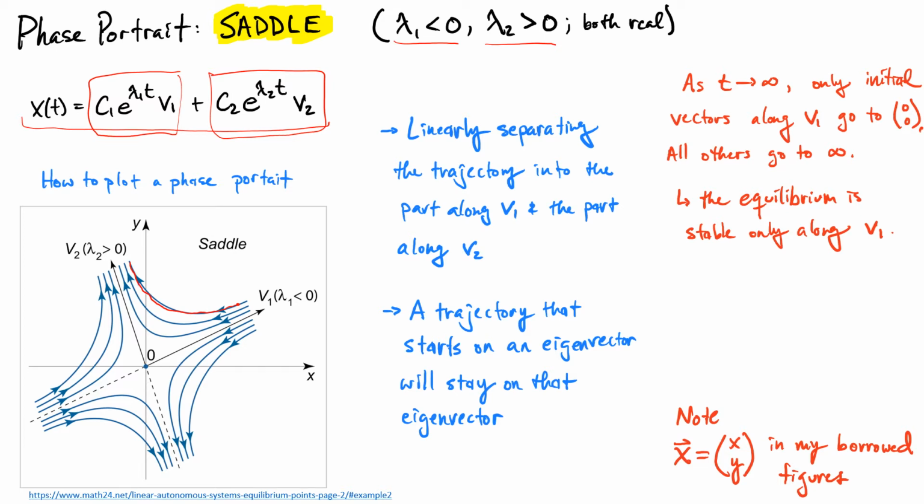In this particular figure, I'm borrowing it from a really nice website, and I would recommend going there if you want to dig into this a little bit more or see it from a different perspective. The only tricky thing about this is that in their figures, their vector x, which we usually call x1 and x2, they call x and y. So you can really think of this as being x1 and this as being x2 instead of x and y, if that helps.